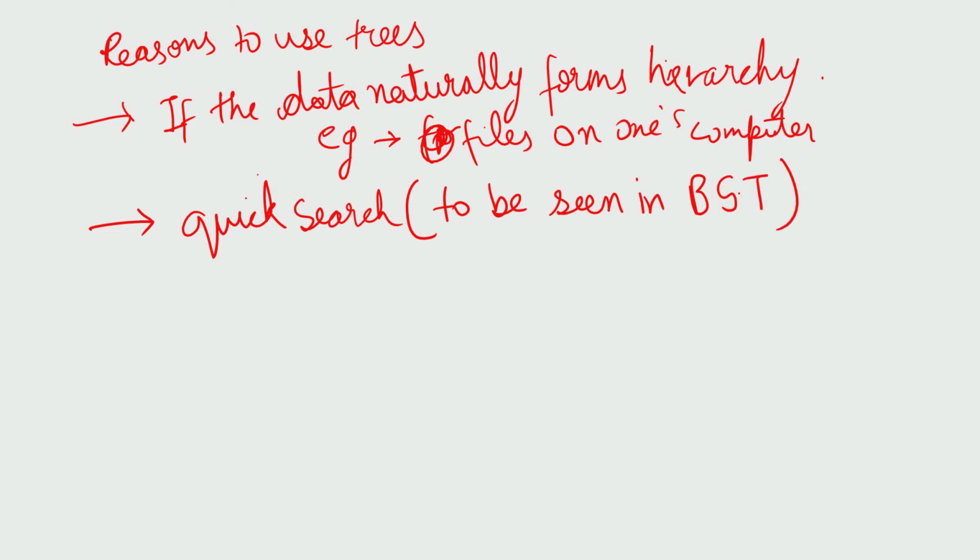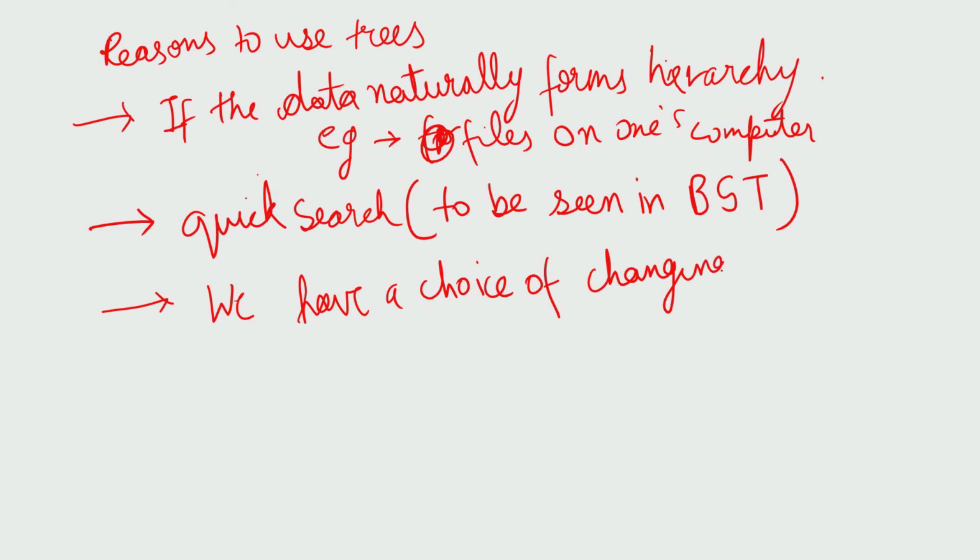Binary search tree. So we'll be seeing how search is made quicker using binary search trees. Another reason to use the tree data structure is that, like a linked list and unlike arrays, trees don't have an upper limit on the number of nodes, as nodes are linked using pointers. So we have a choice of changing the size. This is one of the n number of reasons to use trees. These are 3 of them.